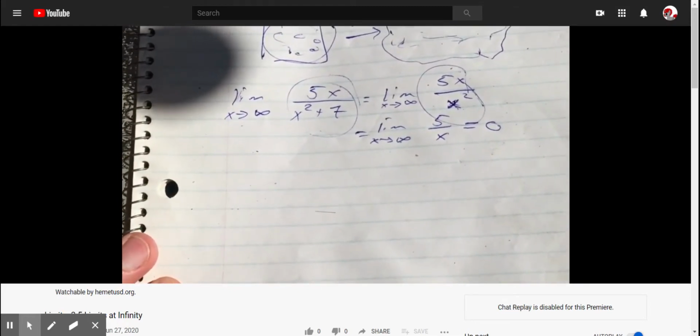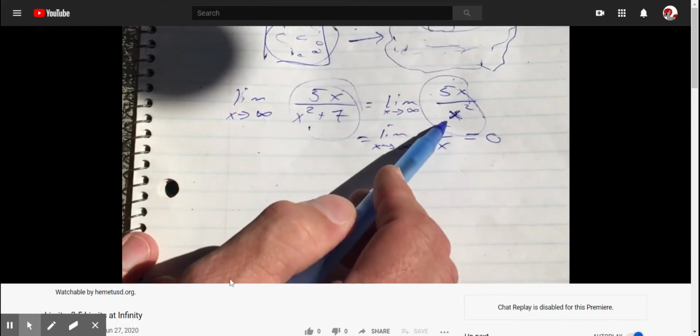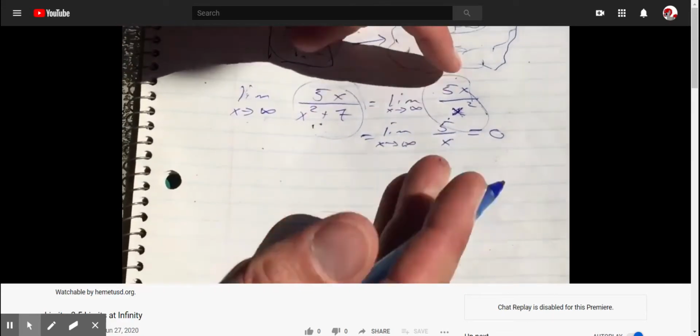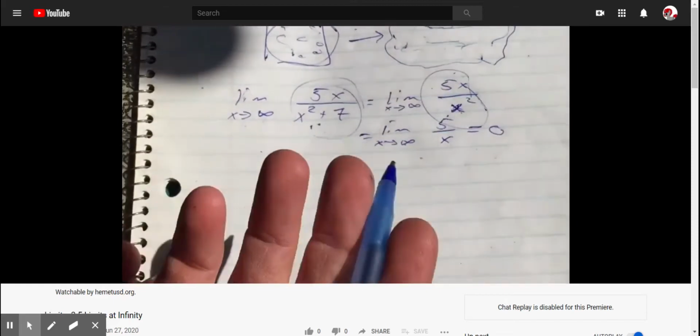You could also talk about the squeeze theorem and say that this is less than that, but this is greater than 0 when we're talking about infinity. And since this is going to go to 0, as x approaches infinity, this is going to be squished between this and the 0 line, and so it's going to also go to 0 as well. That's the squeeze theorem in a nutshell.